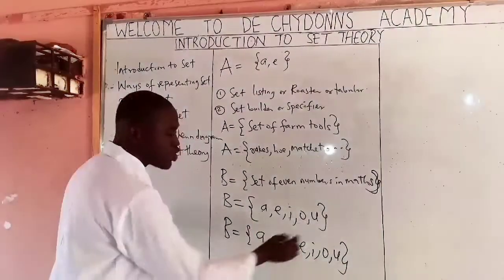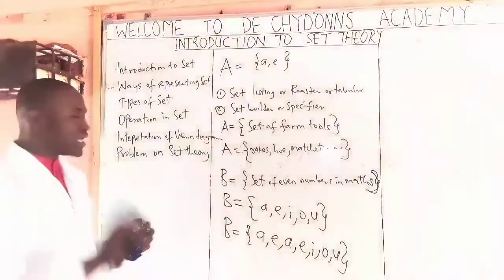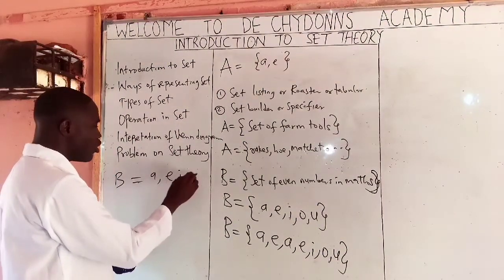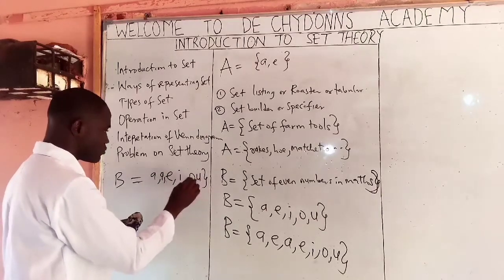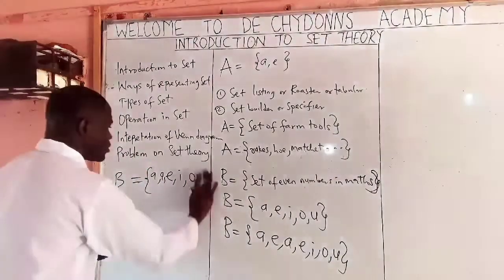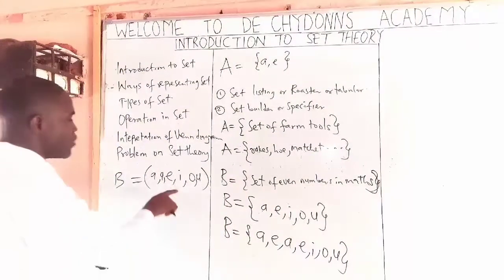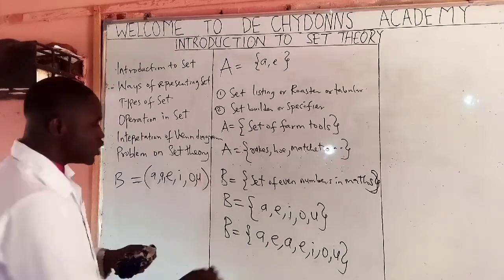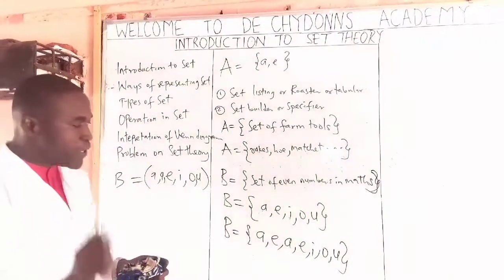It is okay as long as you enclose it with curly brackets. But if you do not enclose it with curly brackets, you are not writing a set anymore. If you say B equals A, E, I, O, U, this set and this set are not the same. Why? Because you use round brackets here, whereas you use curly brackets here, so they are not the same. It's only when you use curly brackets that you can say they are the same, irrespective of repetition.